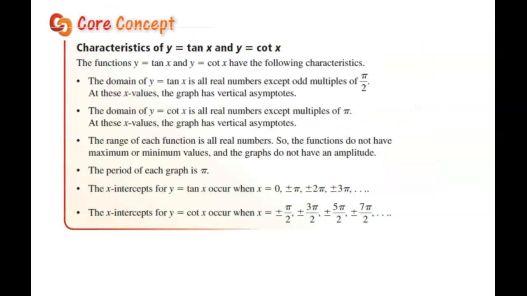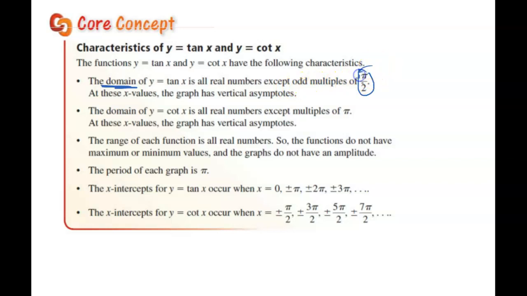All right, so this chart in your note just tells you some basic characteristics of tangent of x. First and foremost, our domain is everywhere except where we have asymptotes. We have asymptotes at 1 pi over 2, 3 pi over 2, 5 pi over 2, 7 pi over 2. So we call this all real numbers except for odd multiples of pi over 2.